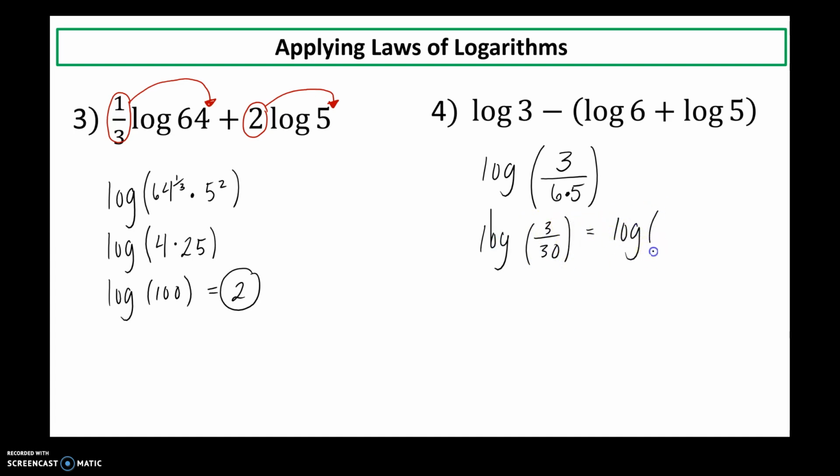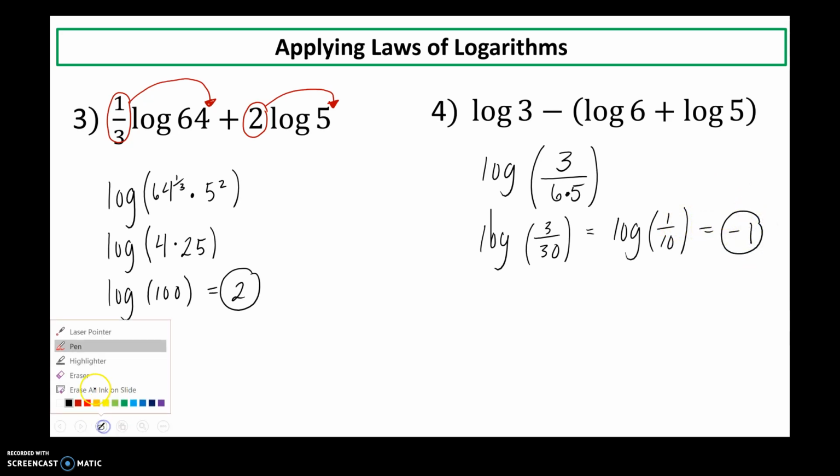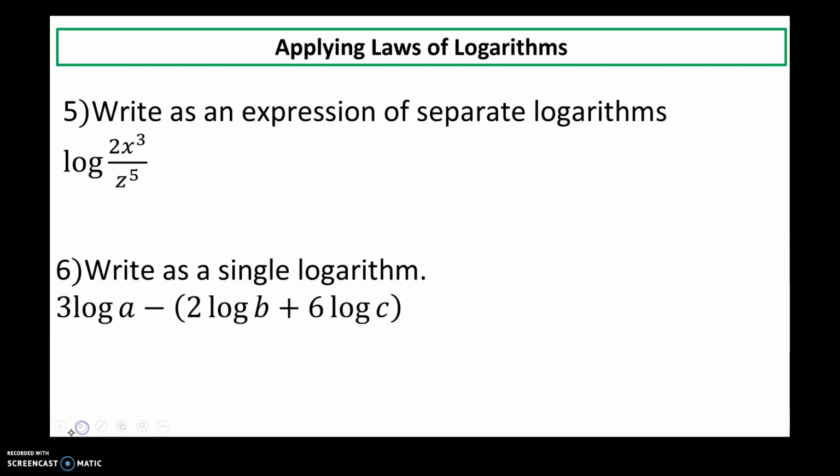3 over 30 reduces to 1/10. So evaluating this, 10 raised to what power would give me 1/10? So this will evaluate to -1. So again, using the rules will simplify an expression for you and allow you to, in fact, find an answer. These would be part of your no-calculator assessment.